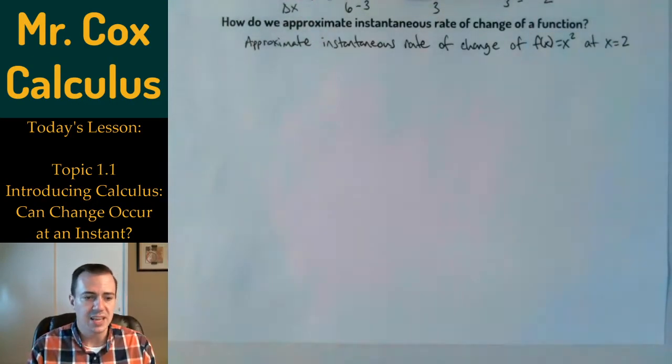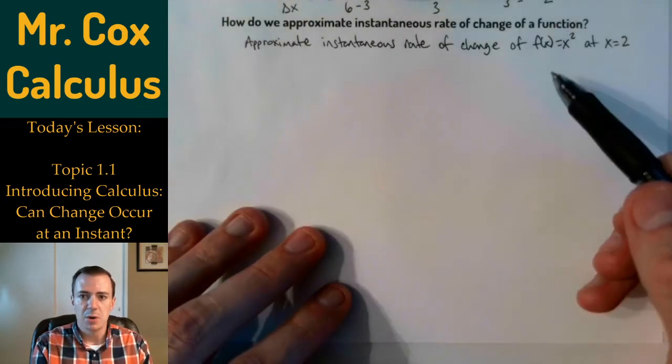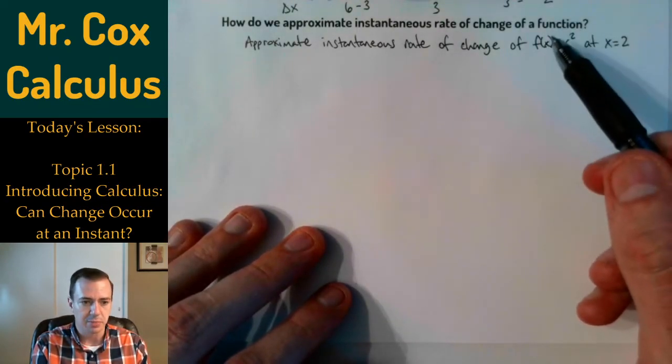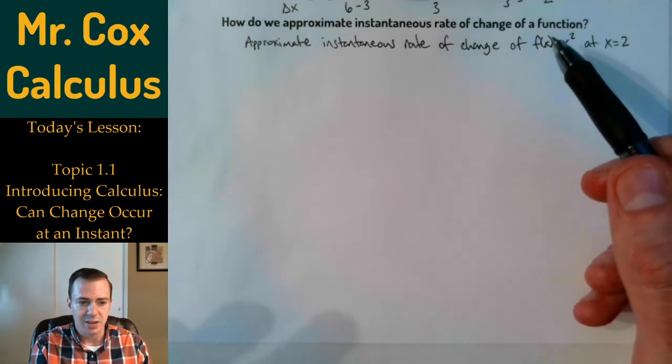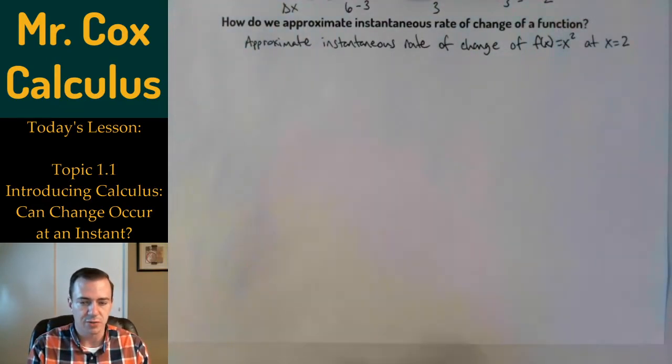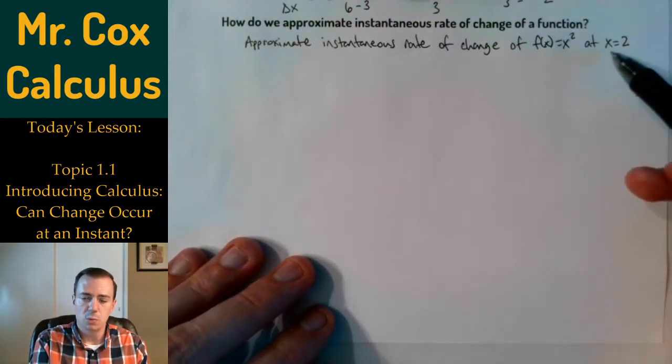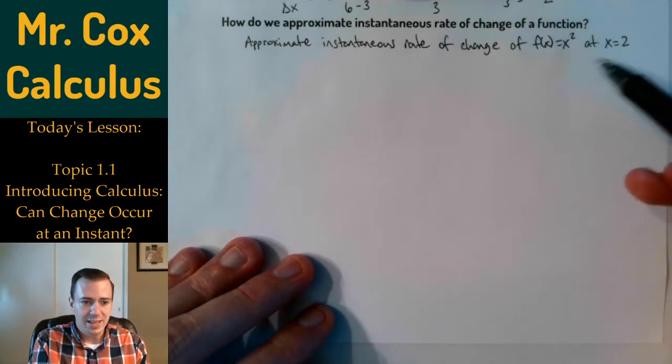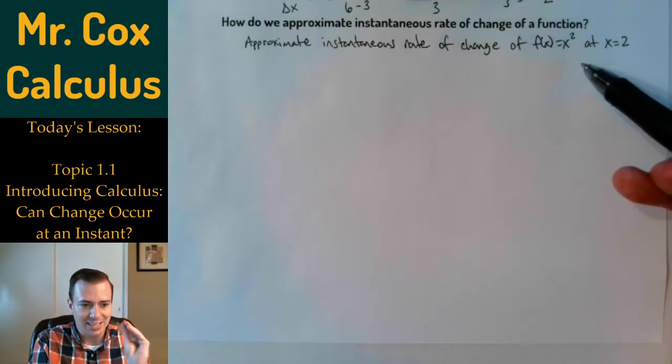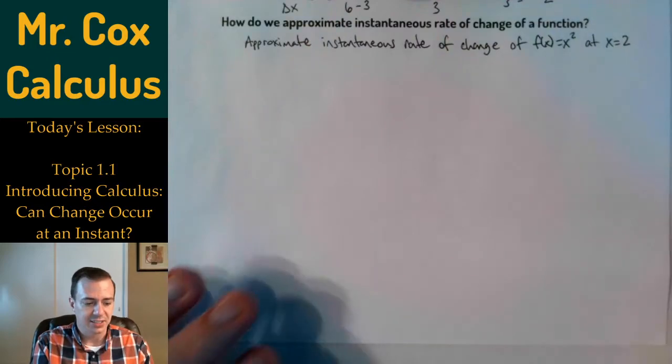Now then, to recap what we've already talked about with x squared, we know that it doesn't have a constant rate of change. That's only true about linear functions. But we were able to make some statements about this function and its rate of change at various intervals or at various points. And so what we want to know is, what is that rate of change at that exact instant when x is equal to 2?